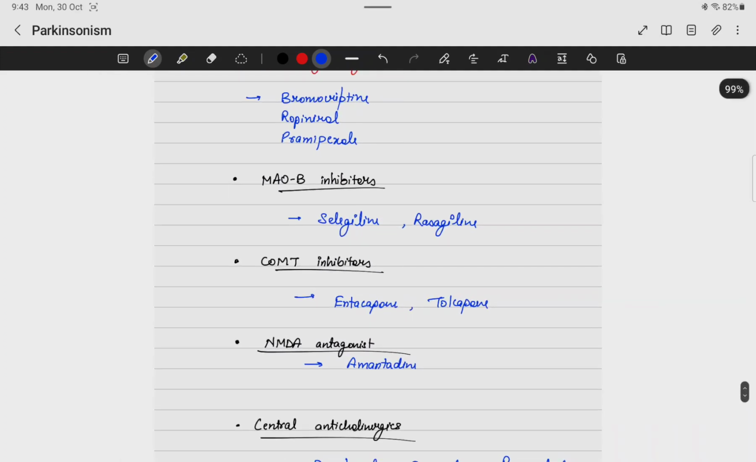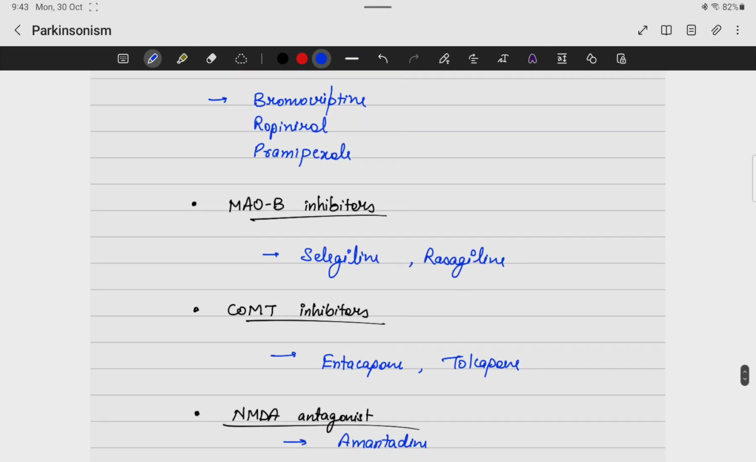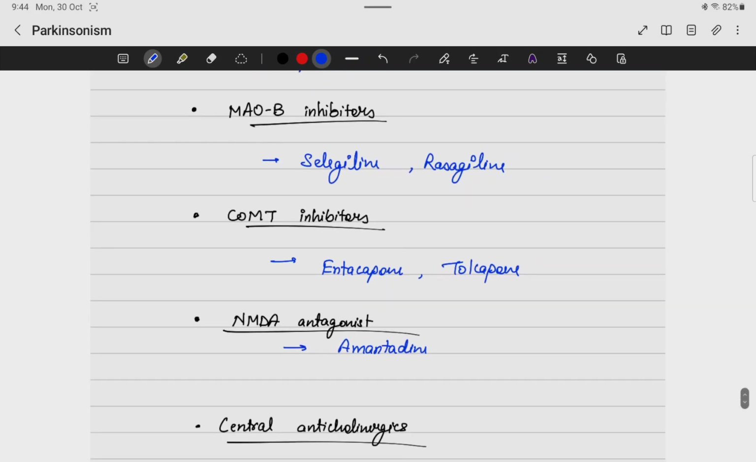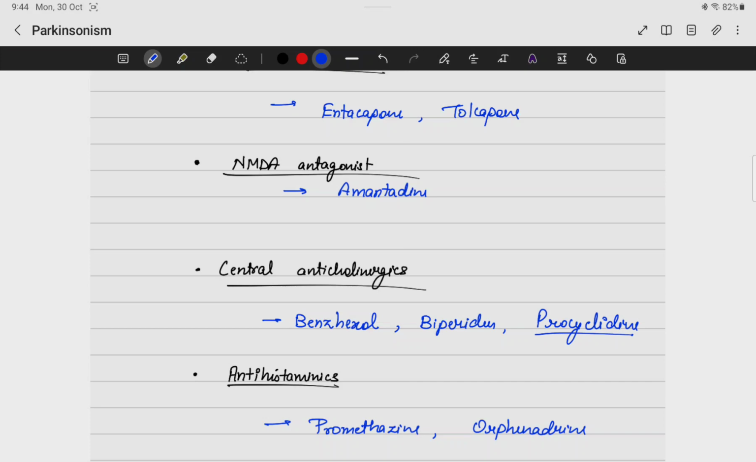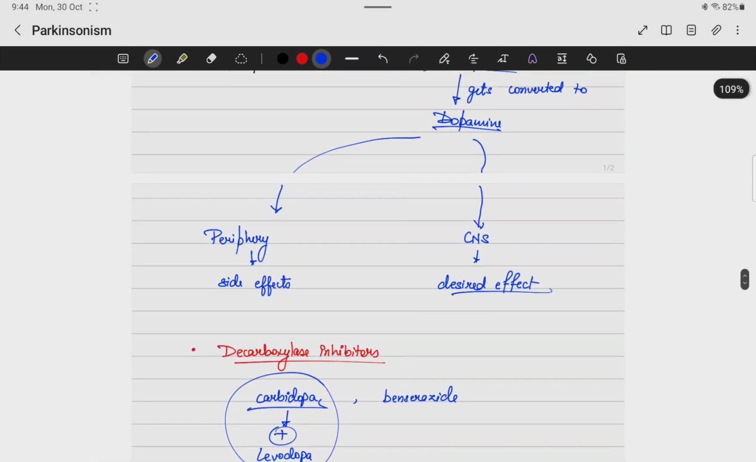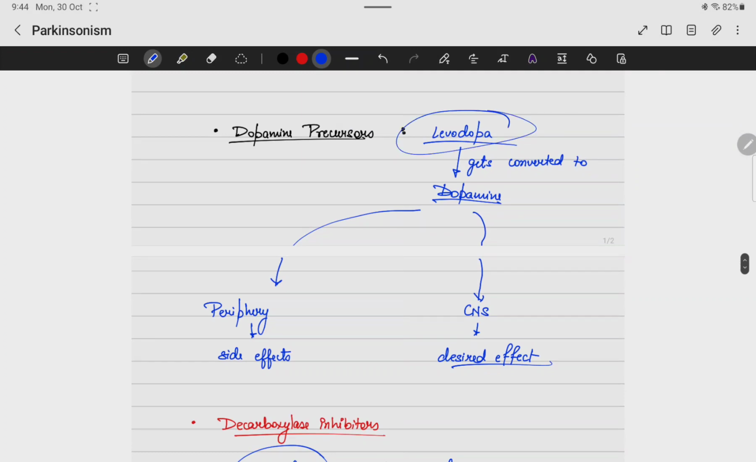You have your dopaminergic agonists, bromocriptine, ropinirole, pramipexole, your MAO-B inhibitors, selegiline, rasagiline, COMT inhibitors, entacapone, tolcapone, then NMDA antagonist, amantadine, your central anticholinergics, benzhexol, biperiden, procyclidine, antihistaminics which have anticholinergic property as well, promethazine, orphenadrine, and your most important drugs, your decarboxylase inhibitors, carbidopa, benserazide, and your dopamine precursor, levodopa. And levodopa and carbidopa are used in combination.